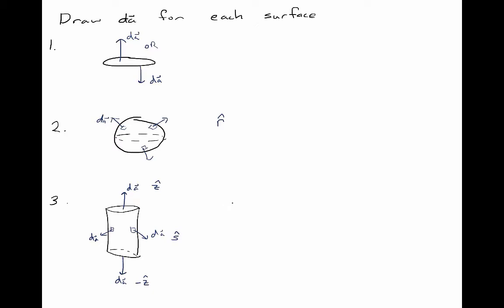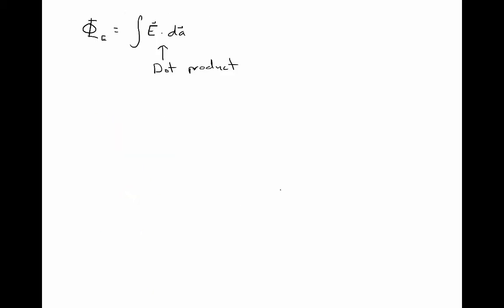Okay, so now we've looked at the electric field, we've looked at dA. Let's put them together. Okay, so when we're calculating the flux, we're taking a surface integral. You should notice in the surface integral, it's the dot product E dot dA. So you have the electric field at some point represented by the vector, and then you have some surface that has a dA.